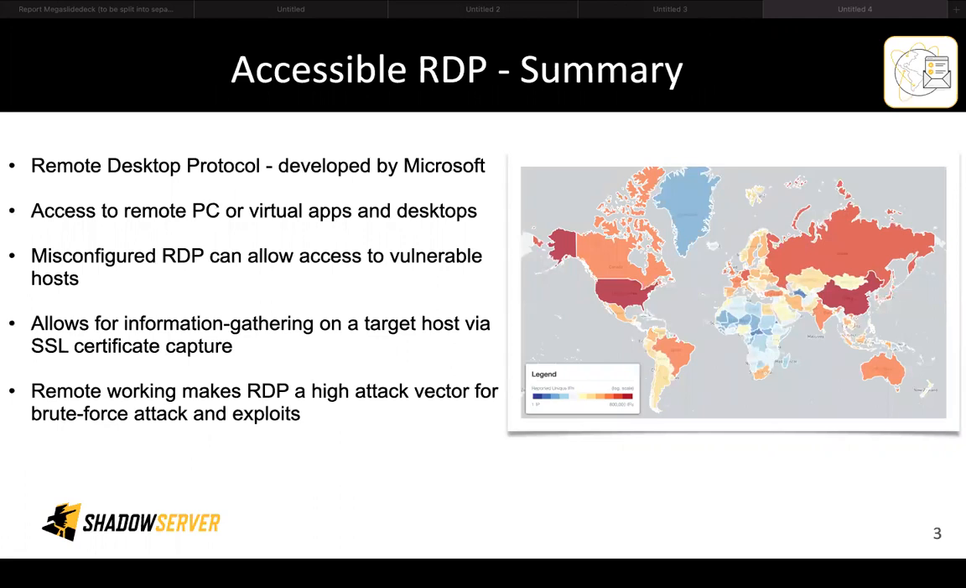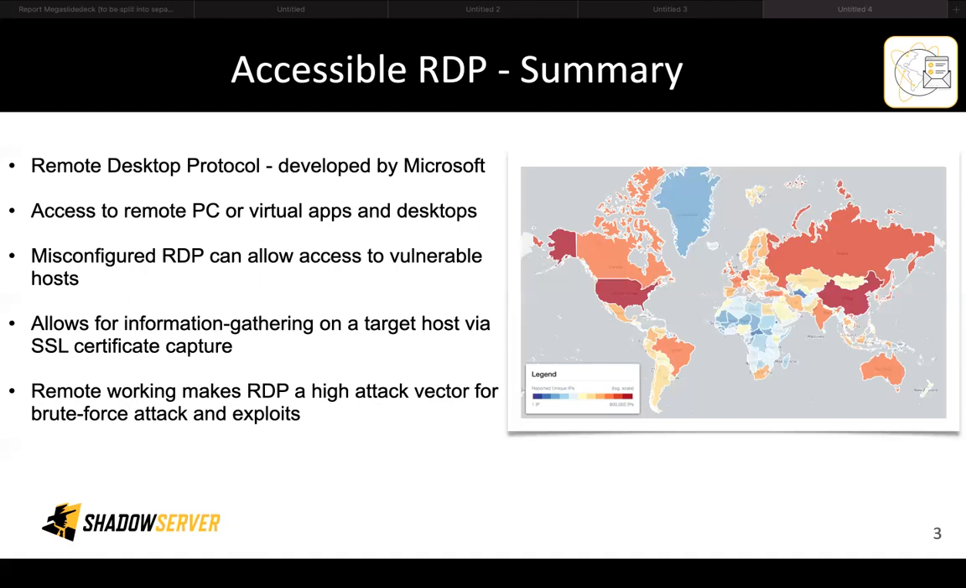Accessible RDP, a summary. RDP stands for Remote Desktop Protocol, developed by Microsoft. This protocol allows a user to access a remote PC or virtual apps and desktops. A misconfigured RDP instance can allow an attacker access to vulnerable hosts via network intrusion. Additionally, this also allows for information gathering on the target host via SSL certificate capture. In light of the pandemic, remote working makes RDP a high attack vector for brute force attacks and also exploits.